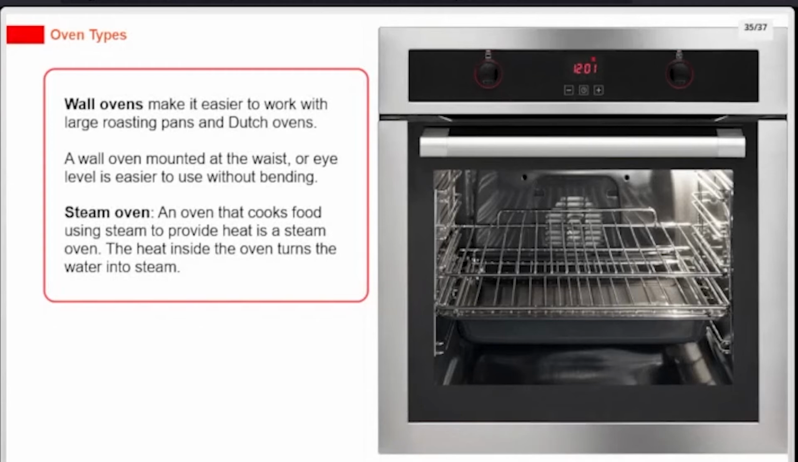Wall ovens make it easier to work with large roasting pans and Dutch ovens. A wall oven mounted at the waist or eye level is easier to use without bending. Steam oven, an oven that cooks food using steam to provide heat, is a steam oven. The heat inside the oven turns the water into steam.